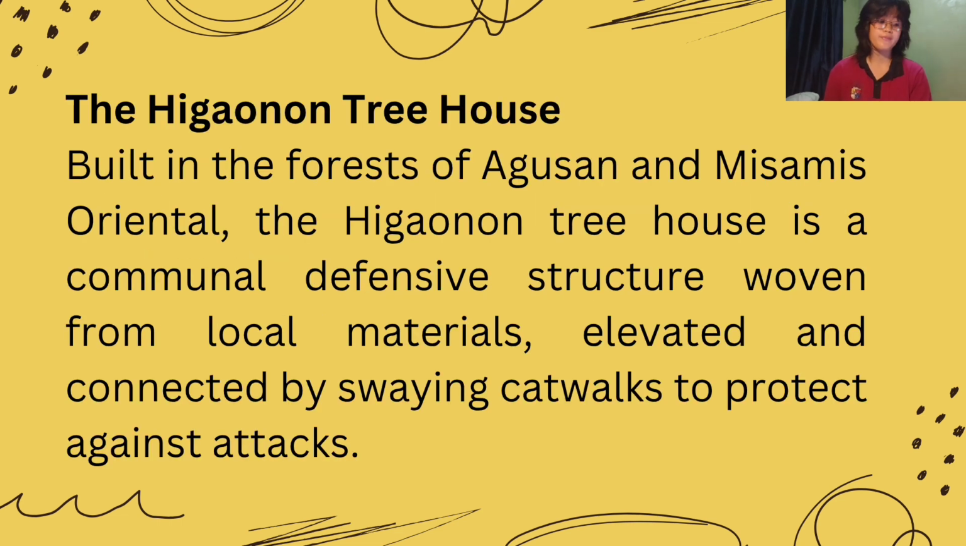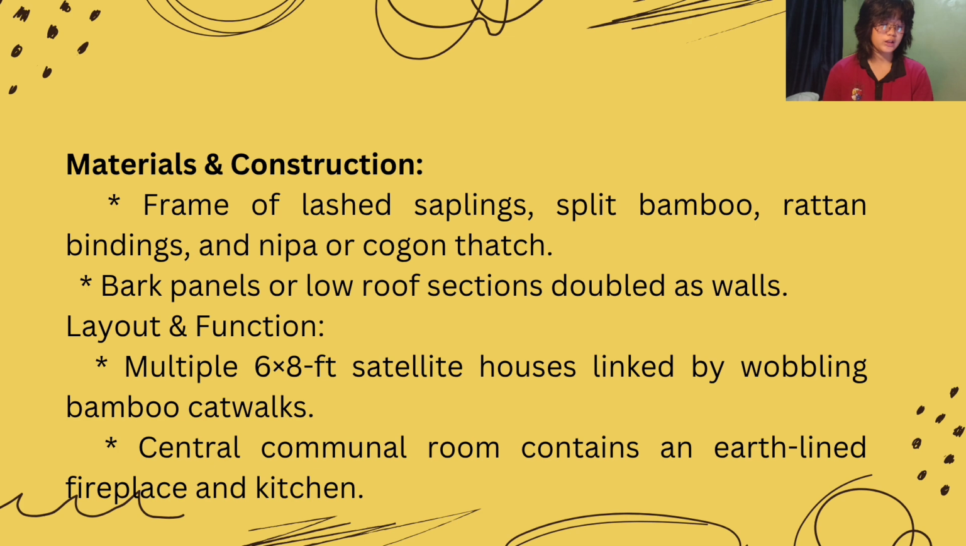Another is the Higaunon Tree House. It is built in the forest of Agusan in Misamis Oriental. The Higaunon Tree House is a communal defensive structure woven from local materials. It is elevated and connected by swinging catwalks to protect against attackers. The materials and construction used are framed lashed saplings, split bamboo, rattan bindings, and nipa or kogon thatch. Another feature is bark panels on the lower roof section that double as walls.